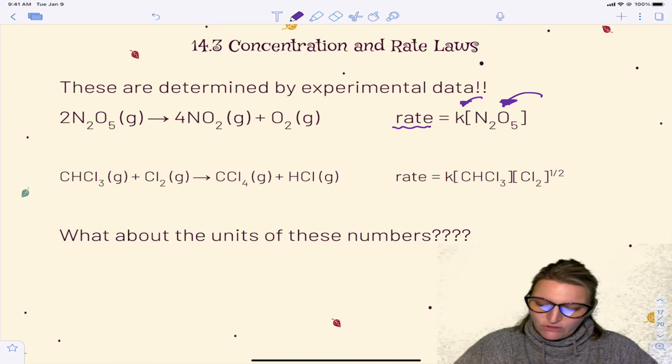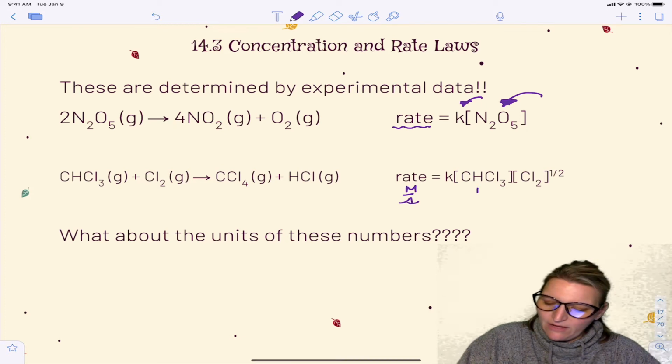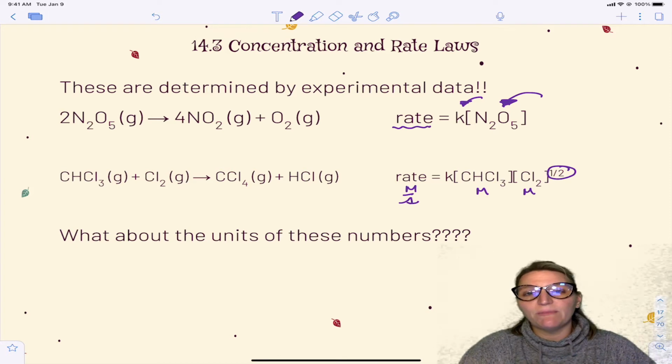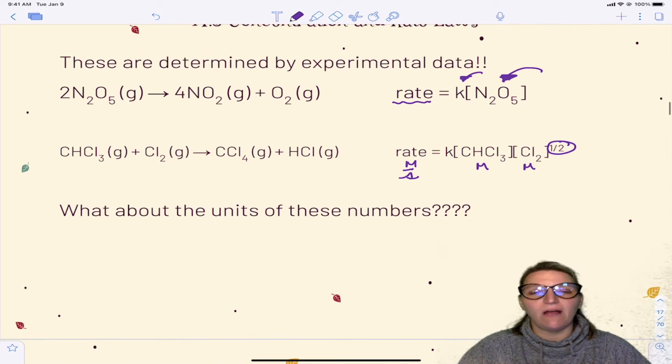If you think of the units of these, rate is always going to be in molarity per second. Concentration would be in molarity, but the superscripts, or the exponents, are going to come into play. That means k is going to have some strange units with it.